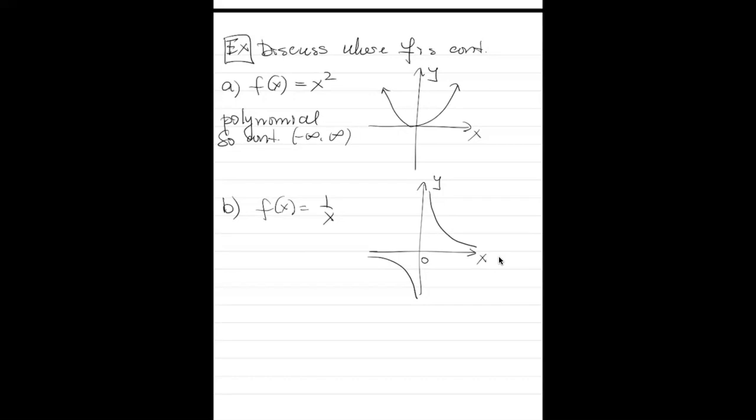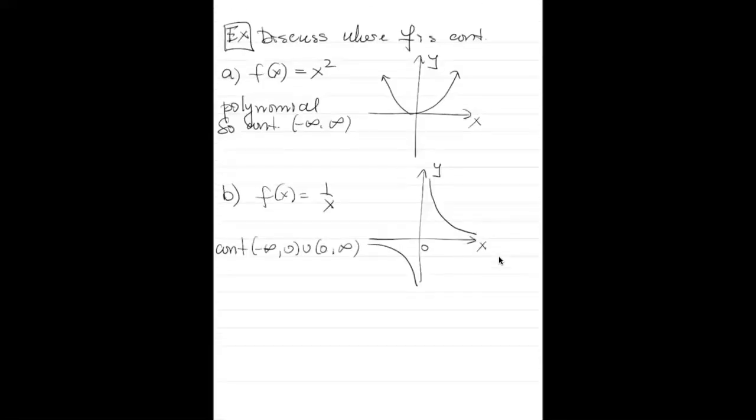So where is it continuous? Everywhere except at 0. We can write it as a set: everywhere except 0. We can say from negative infinity to 0 and then from 0 to infinity if you want to write interval notation.